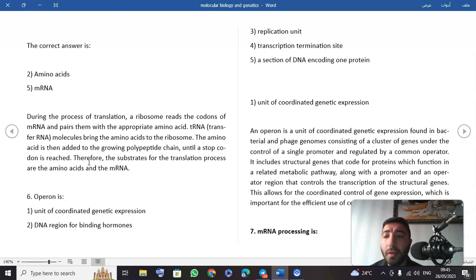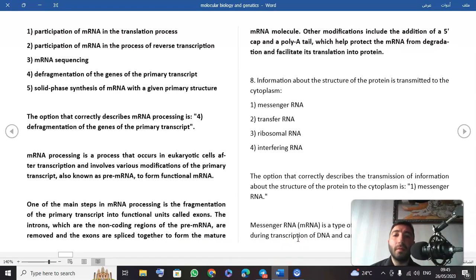Question number 6. Operon is... the correct answer is number 1. It's a unit of coordinated genetic expression. Question number 7. mRNA processing is... The option that correctly describes mRNA processing is number 4, which is the fragmentation of the genes of the primary transcript. Actually, that's easy, and I have written some other information. You may return to it, and some other information cannot be right.